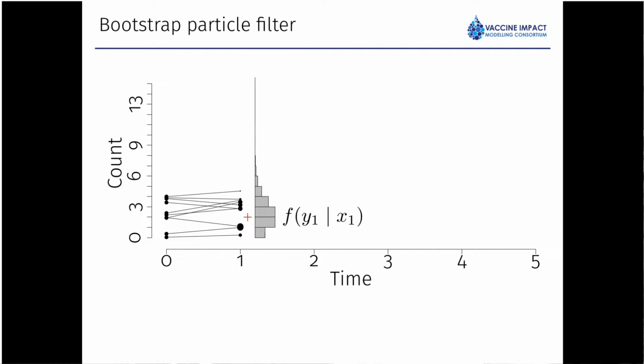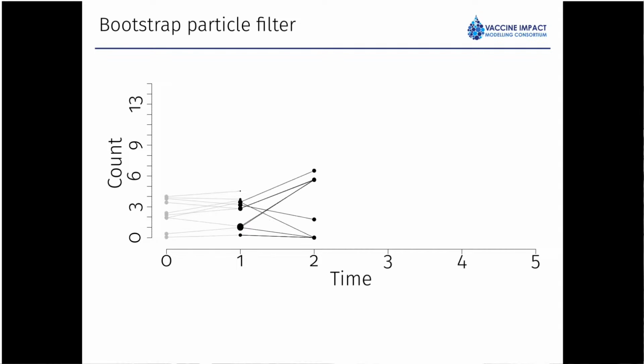So you can't see it particularly well here, but it's a bit better in some of the later examples. But these particles here have a much higher weight than these particles here, right? I've scaled the size of the dot. So then what I do is I do this resampling step. And it's a resampling with replacement, which is why it's called a bootstrap particle filter.